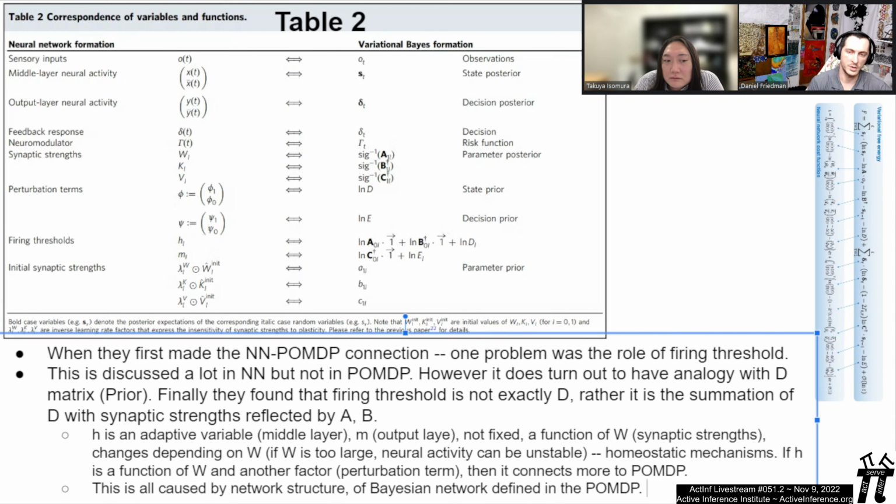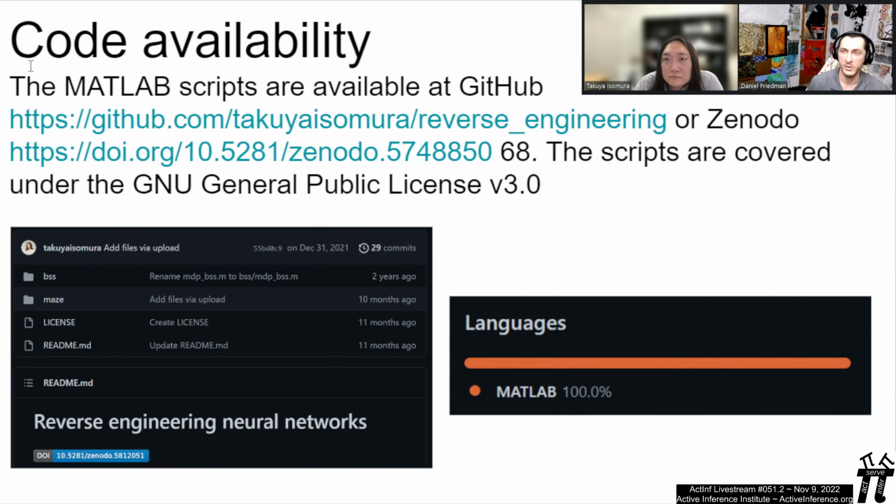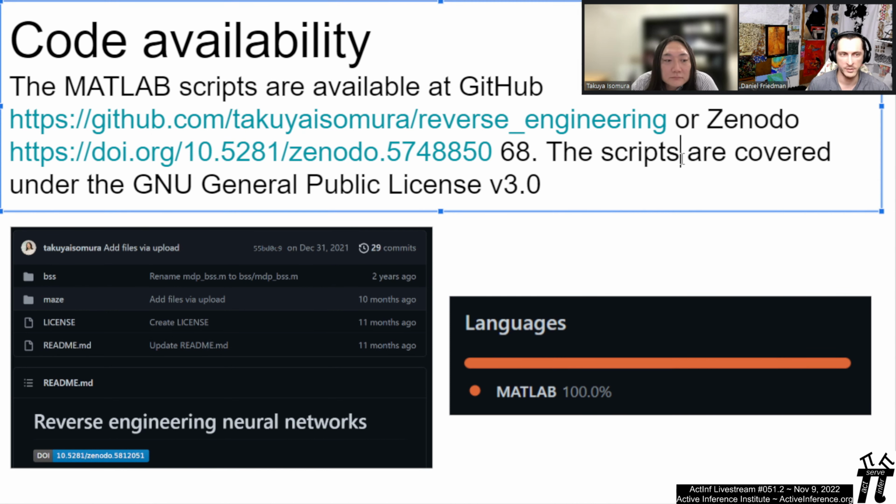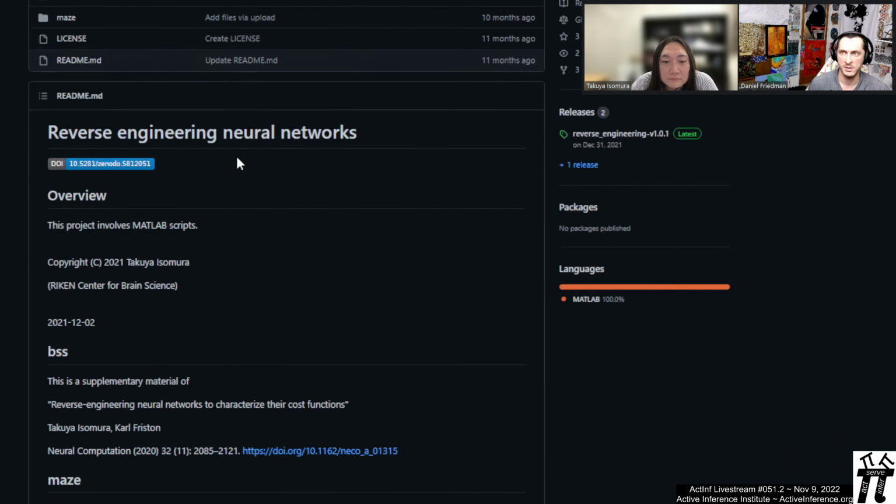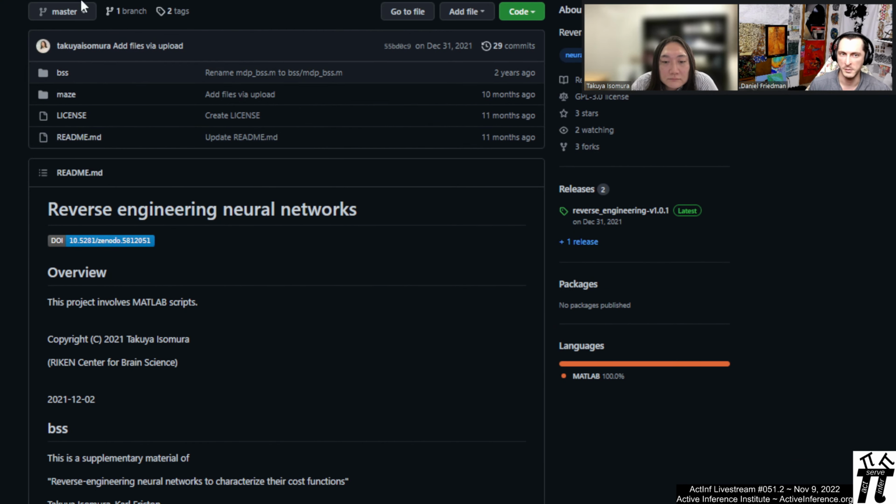Well, there are a few technical points I think we can now go into, and then there will be some more general points about applications and intelligence. So first, the code availability statement. Awesome to see that the MATLAB scripts are available and also archived on Zenodo. So here is the GitHub repo for reverse engineering. Do you want to give any overview descriptions of what people can expect to see in this repo? And also, what about using MATLAB?